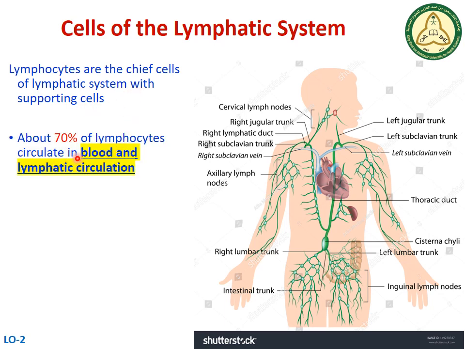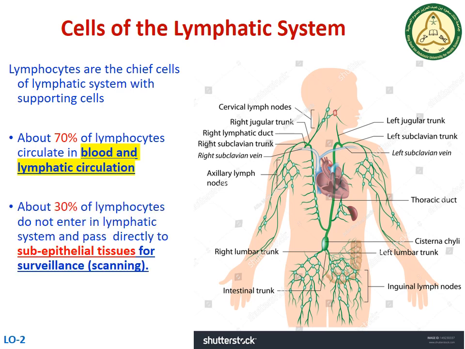70% of the lymphocytes circulate in blood and lymphatic circulation, while 30% of the lymphocytes do not enter the lymphatic system and pass directly to subepithelial tissues for surveillance. 70% of the B and T lymphocytes are running in the blood or in the lymphatic vascular circulation, right? While the remaining 30% are not circulating in the blood or the lymphatic, but are accumulating in the subepithelial tissues.